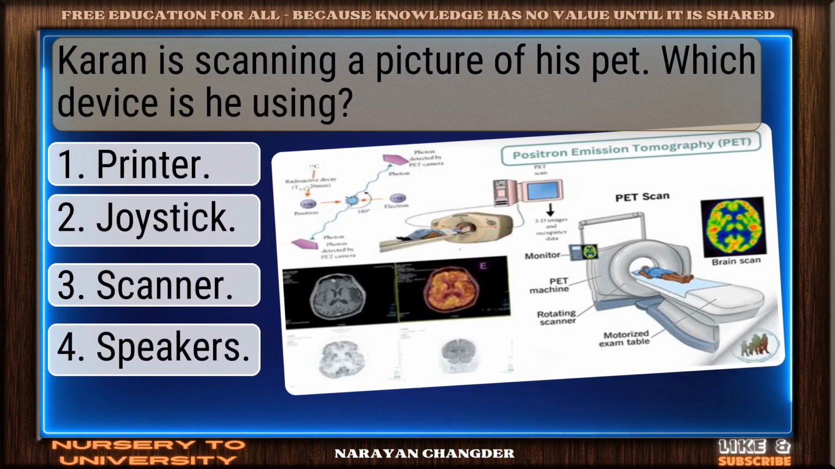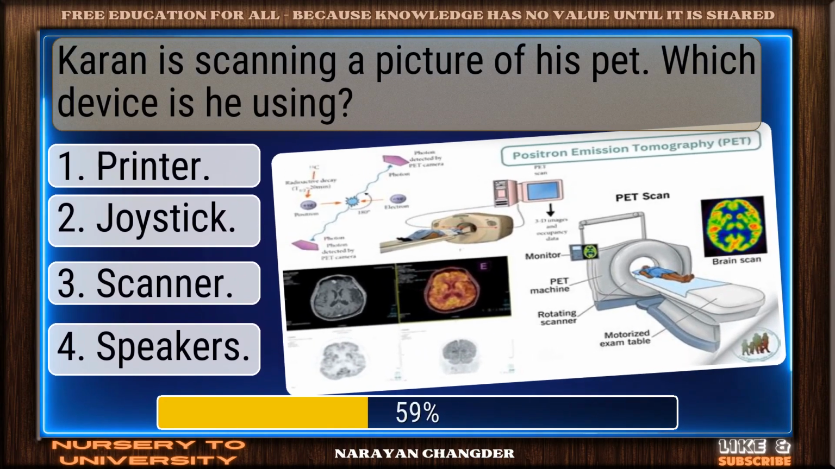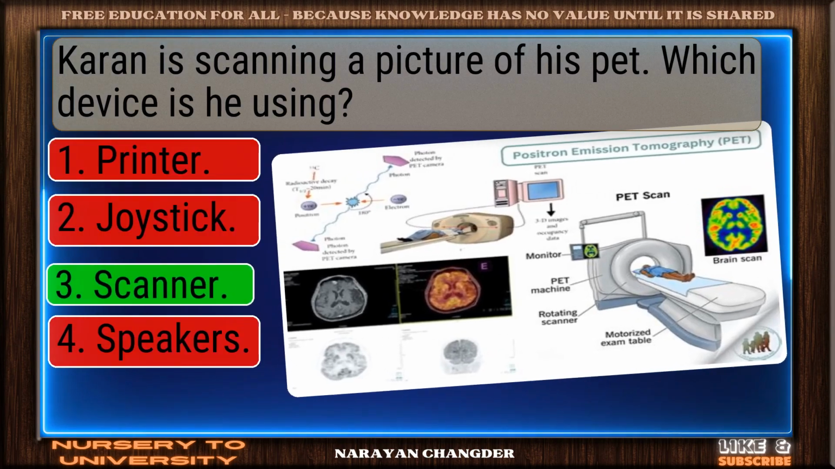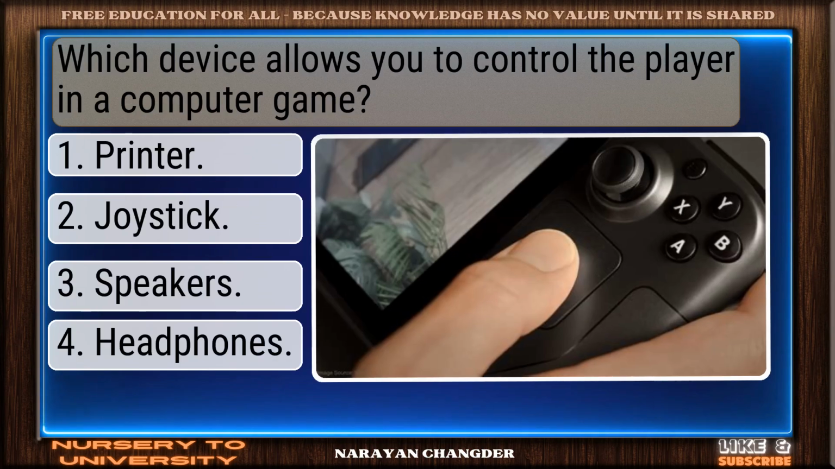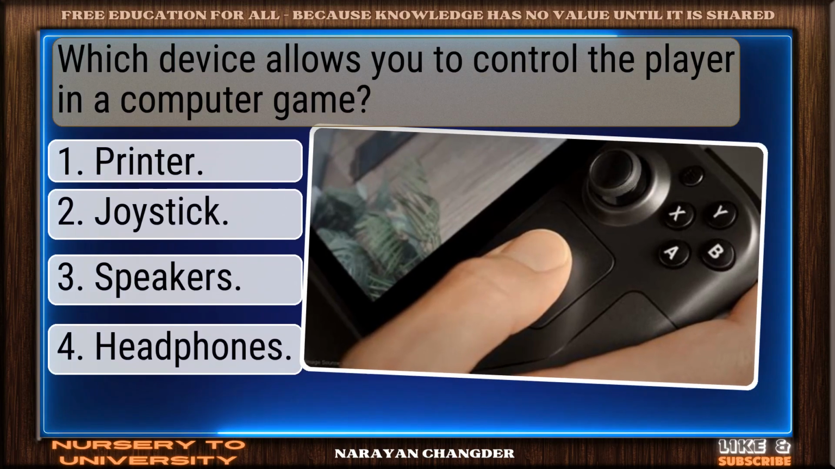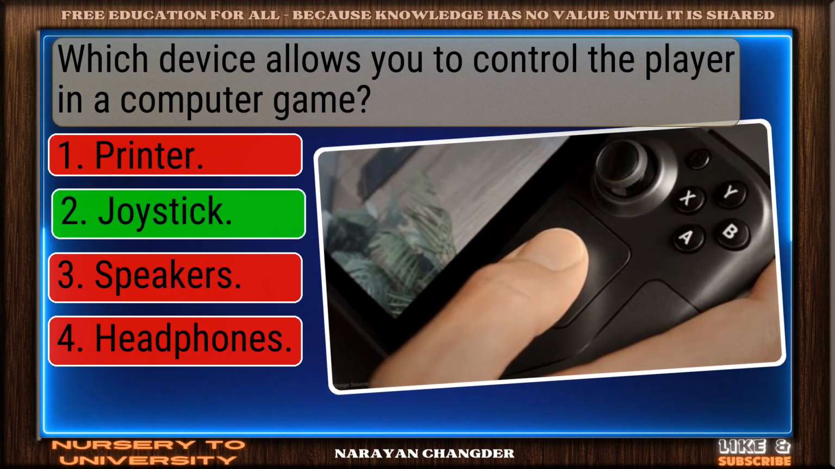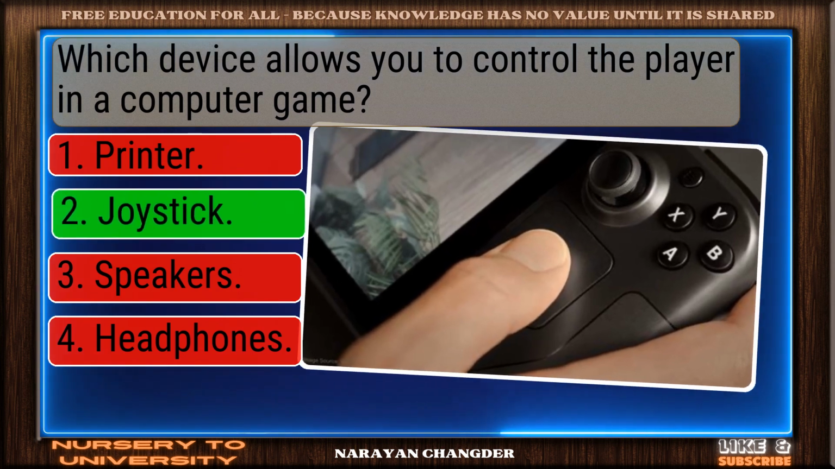Karan is scanning a picture of his pet. Which device is he using? Nicely done. Scanner is solid. Which device allows you to control the player in a computer game? Solid response. Joystick is valid.